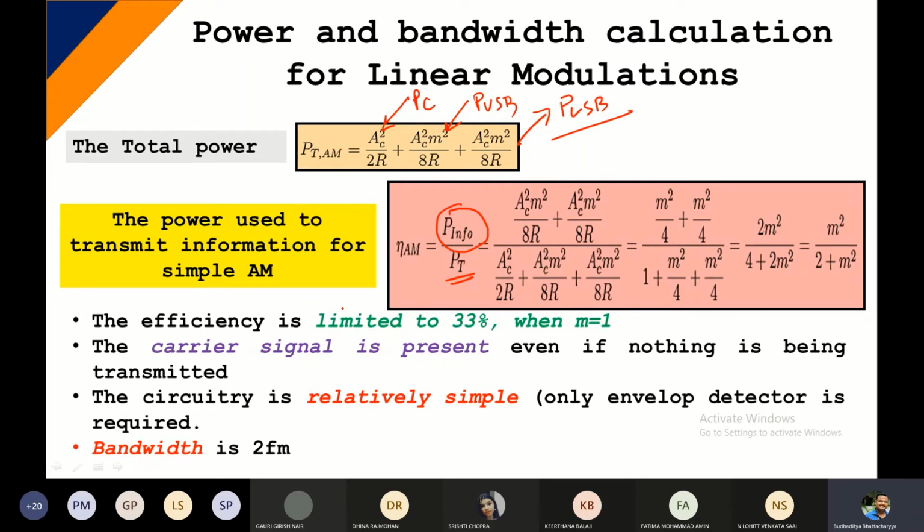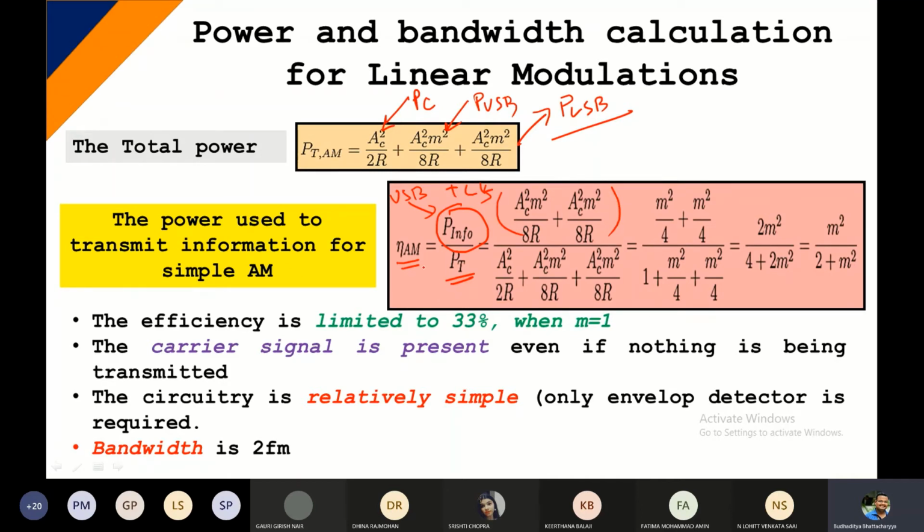Suppose you have, see, the efficiency is calculated based on the power that is required to transmit the information part, relative to that of the PT. So ideally, P info is what? Info is nothing but USB plus LSB. So you can see that's why this part has come in and we have neglected the carrier. So definitely PT will be more than the P info.